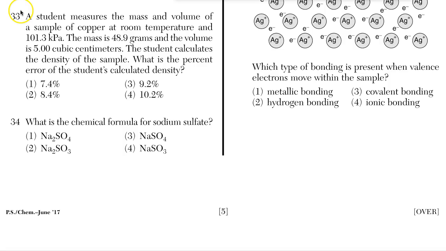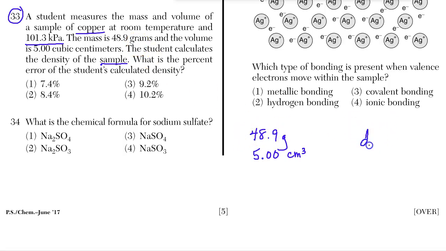On to 33. Number 33, a student measures the mass and volume of a sample of copper at room temperature and 101.3 kilopascals. We've got a mass of 48.9 grams and a volume of 5.00 cubic centimeters. That's centimeters cubed. All right, the student calculates the density of the sample. What is the percent error of the sample? All right, well, for the percent error, what we need to know is the density.